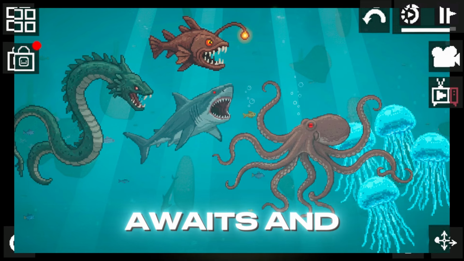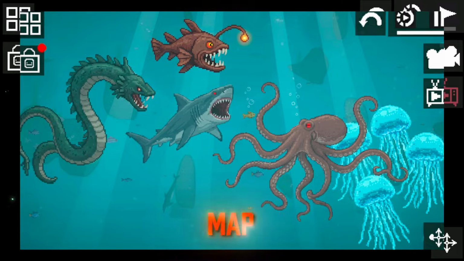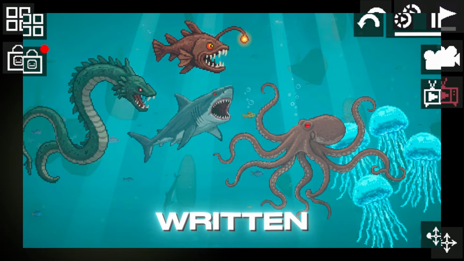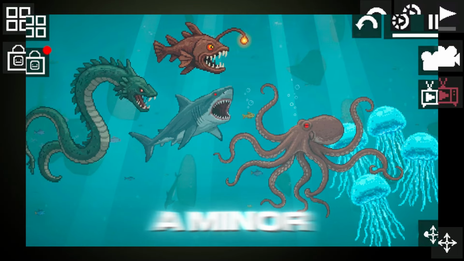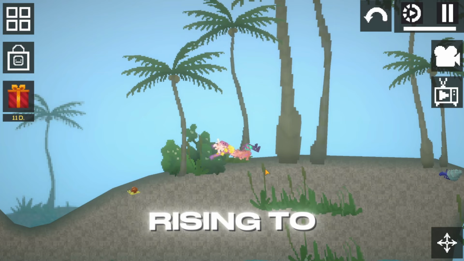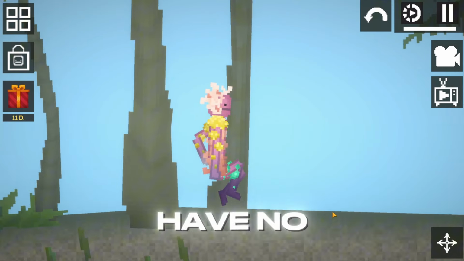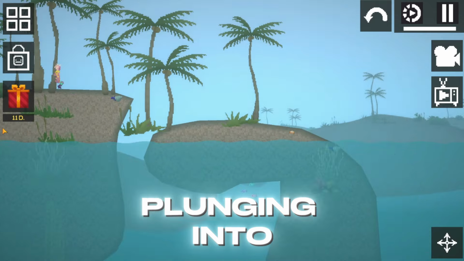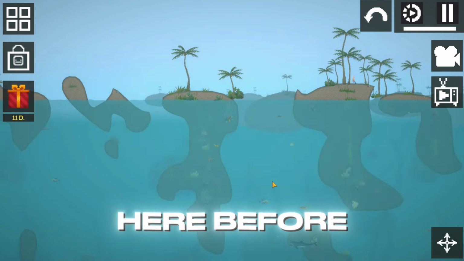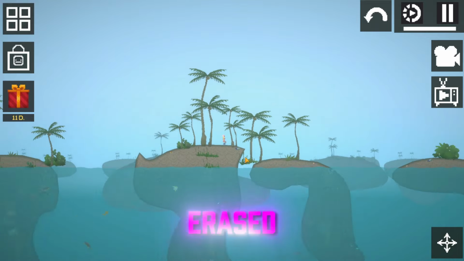The ocean awaits, and its appetite is boundless, just like the name of this cursed map. The script has already been written, the roles have been assigned, and you are just a minor character in it, whose time is running out with every bubble of air rising to a surface that does not exist. The depths are calling, and you have no choice but to answer that call, plunging into the embrace of creatures that were here before the beginning of time and will remain after the last copy of the game is erased from human memory.